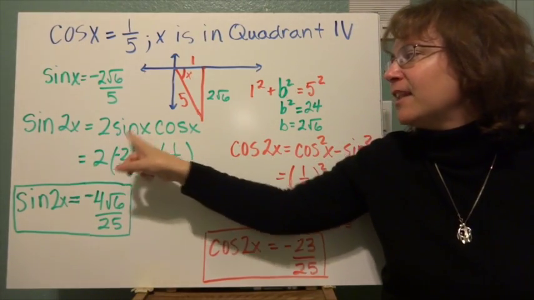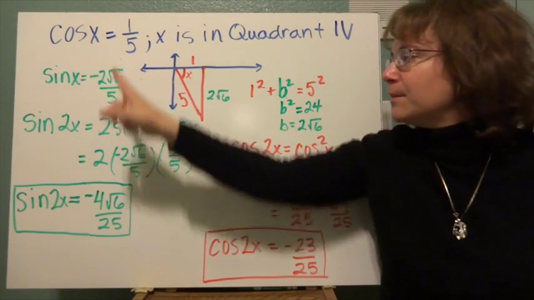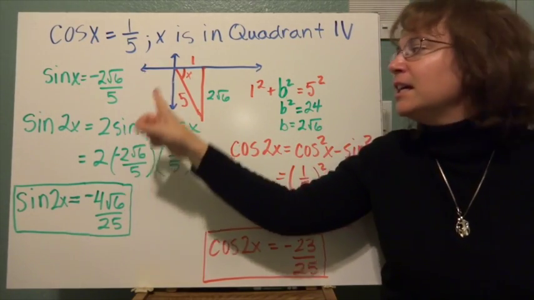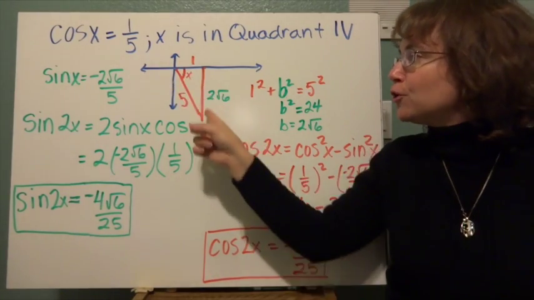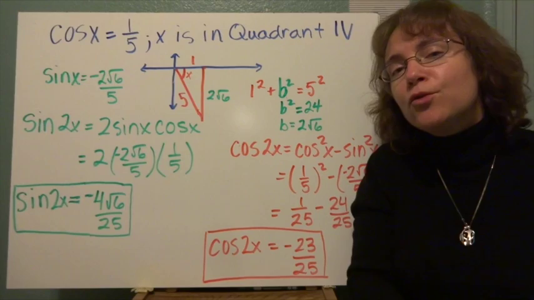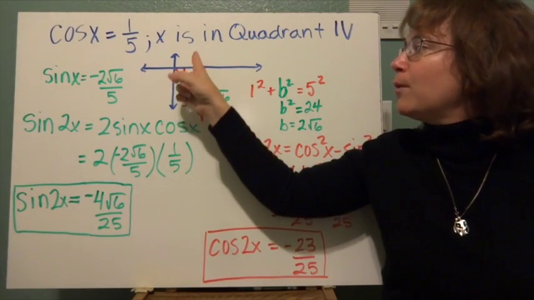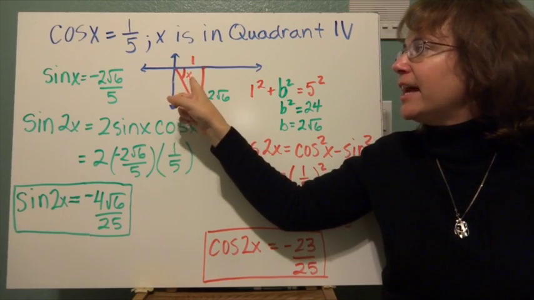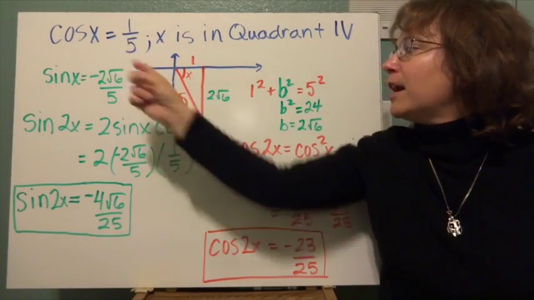So first, if we want to find sine of 2x, we have to have 2 times the sine of x times the cosine of x. Well, we know cosine of x, but we don't know sine of x. And so we're going to use our triangle to find sine of x. So first we draw the triangle. We know that cosine is equal to the adjacent over the hypotenuse. So my 1 is my adjacent to this angle x over the hypotenuse, which is 5. So my 1 over the hypotenuse.